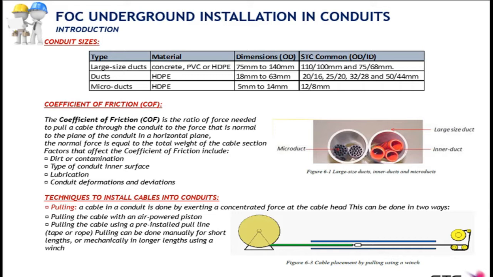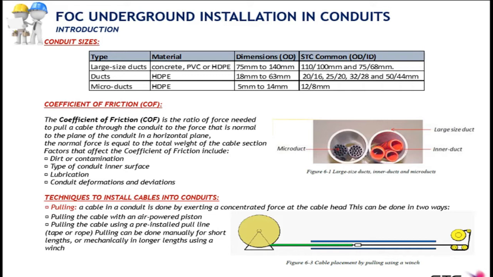If there was no coefficient of friction, so no friction at all, you could install thousands and thousands of kilometers with no issues. Because that is not the case, the coefficient of friction plays a very important role in fiber cable installations. This coefficient of friction is increased by these parameters here.